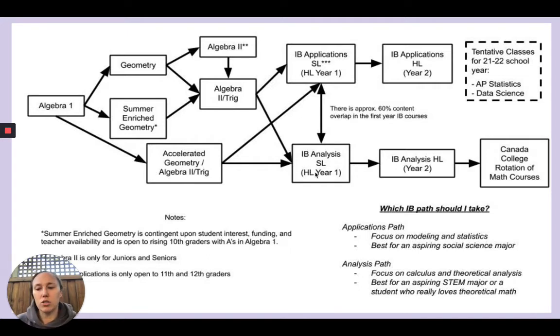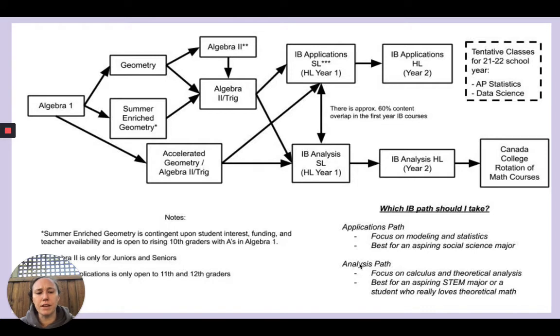And IB changed their course pathways 2 years ago. We're in our second year of implementing the new pathways. And the difference is that now we have two different options for students to take an IB class. We have the applications class and the analysis class. And both of those classes are taught at the standard level and the higher level. And so the first year of the class is the standard level. The second year of the class is the higher level.